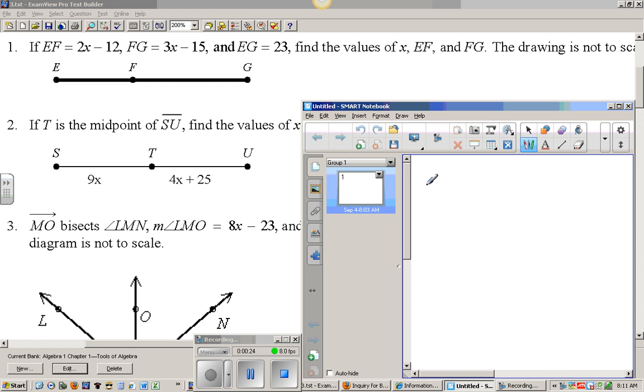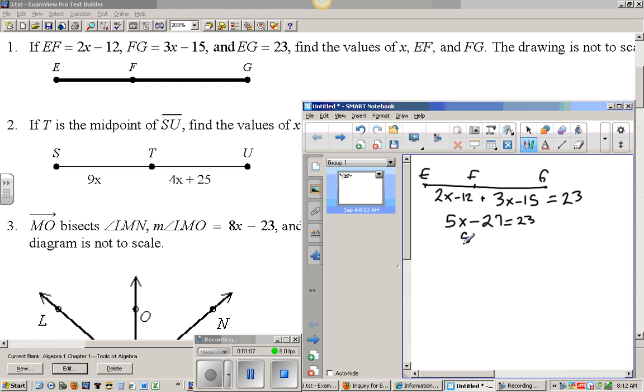Well, if we're given that segment drawing, we can divide it up into different parts, right? So if this is E, F, and G, then what do we have? 2x minus 12. Here this is 3x minus 15. And the whole thing from E to G is 23 units. So if I add the two, they should equal 23. This is a segment addition. So combine my like terms. 5x minus 27 equals 23.